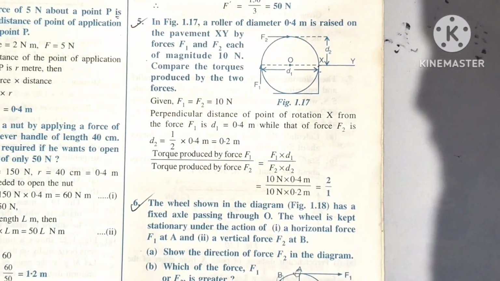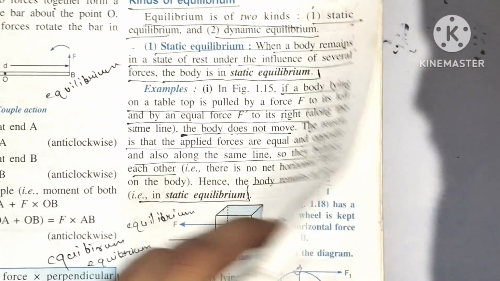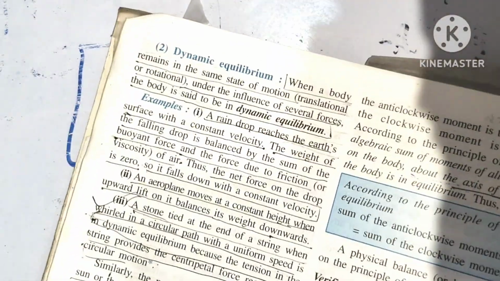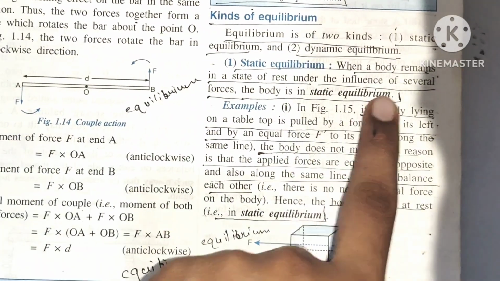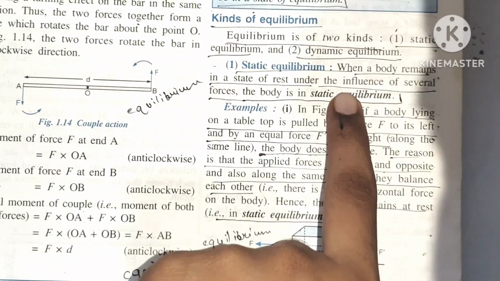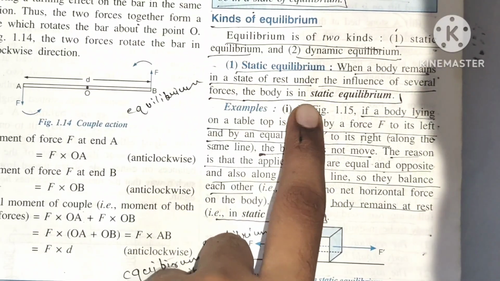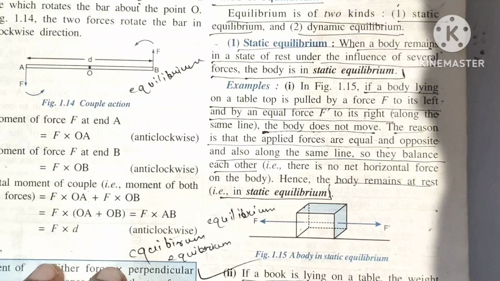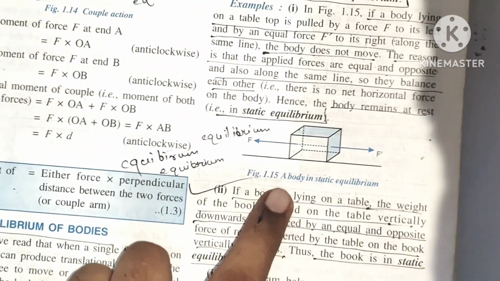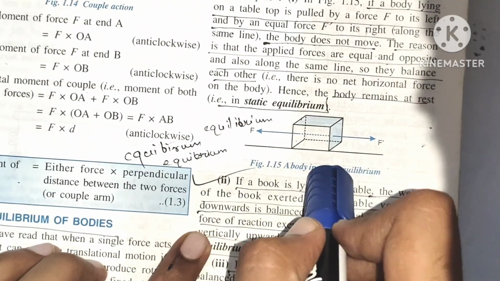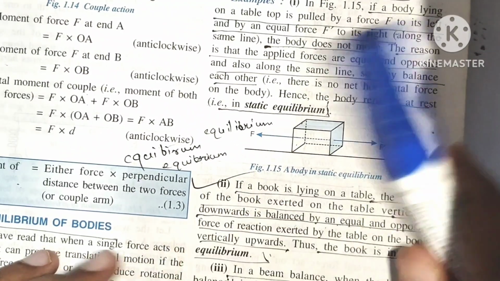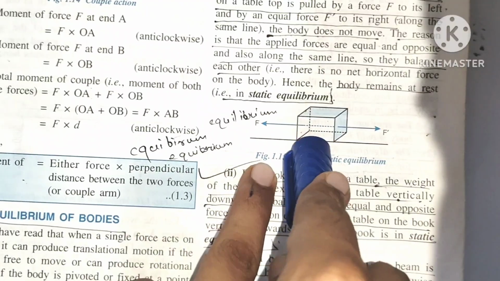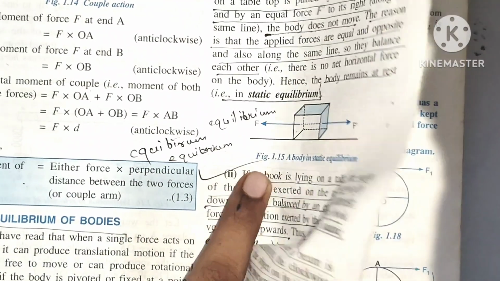Basically there are two types of equilibrium, that is static equilibrium and dynamic equilibrium. In static equilibrium, a body that remains in a state of rest under the influence of several forces is said to be in static equilibrium. Here we have the diagram. If an object is on a desk or table, and forces are applied here and here, but the object remains still, it is known as static equilibrium. So what is dynamic equilibrium?